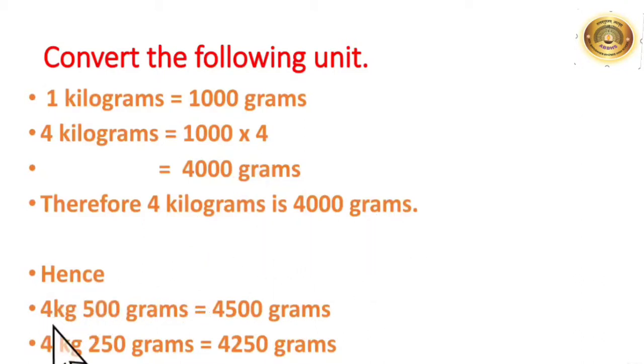Hence if I tell you 4 kg and 500 grams, how many grams are they? That means it is 4500 grams. 4 kg and half kg. Half is 500 grams. 4 kg 250 grams is equal to 4250 grams. It can be written in this way.